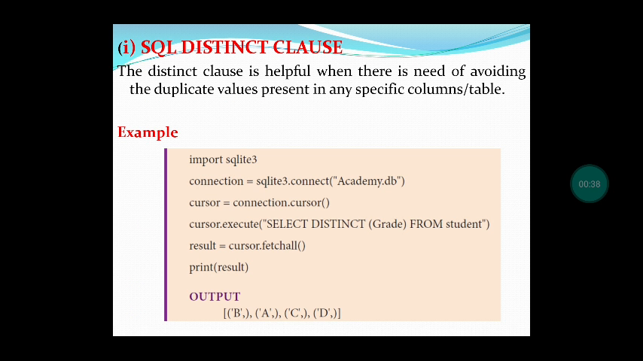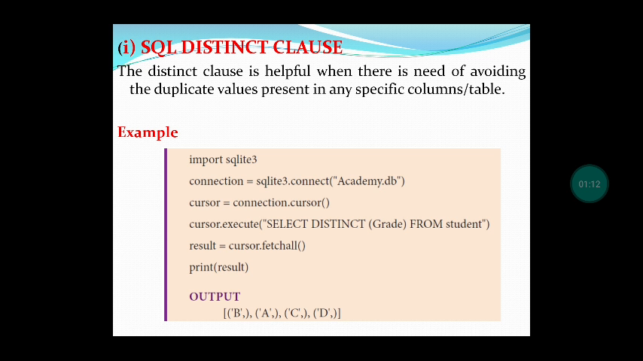Distinct clause is used to avoid duplicate values. It is specified either in the column or in a table. If the same data is repeated, it avoids that. Some of the students have got A grade. Suppose 10 students got A grade, it displays A alone. That is called the distinct clause.